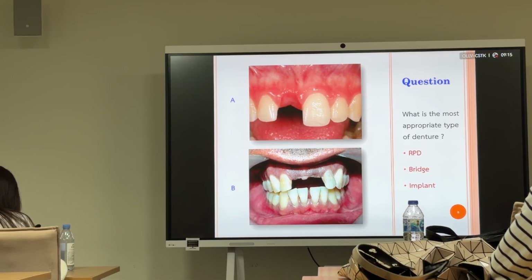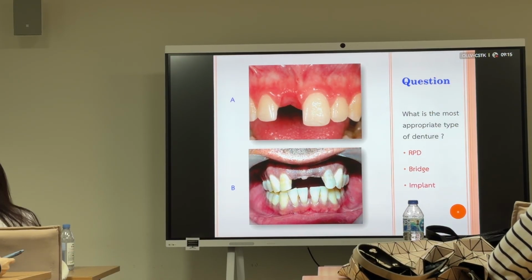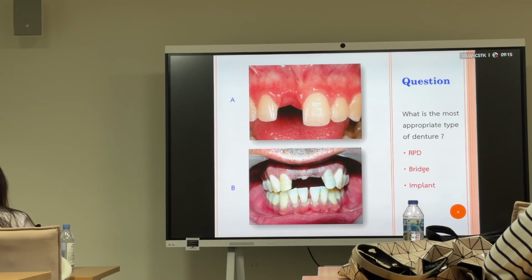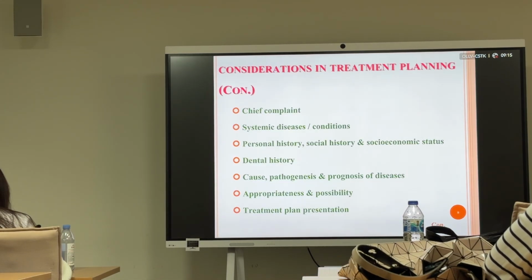Why is it RPD? Why don't you need the implant? It's just like multiple front teeth missing. But an implant is also possible, right? Okay, no. It depends on many situations, so I will explain later.